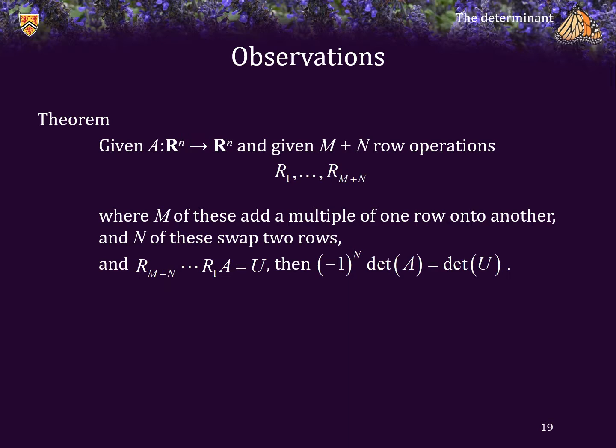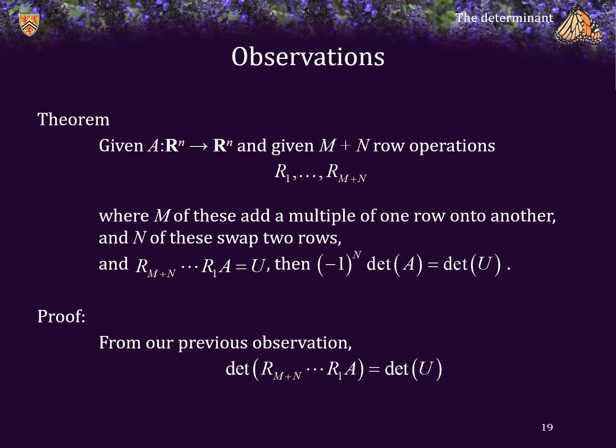Now, here's another theorem. Given A mapping Rn to Rn, and given m plus n row operations, where m of these row operations add a multiple of one row onto another, and n of these swap two rows, and if we apply these m plus n row operations onto the matrix A to get the square matrix U, then the determinant of U is equal to the determinant of A times -1 raised to the power n, where n is the number of row swaps.